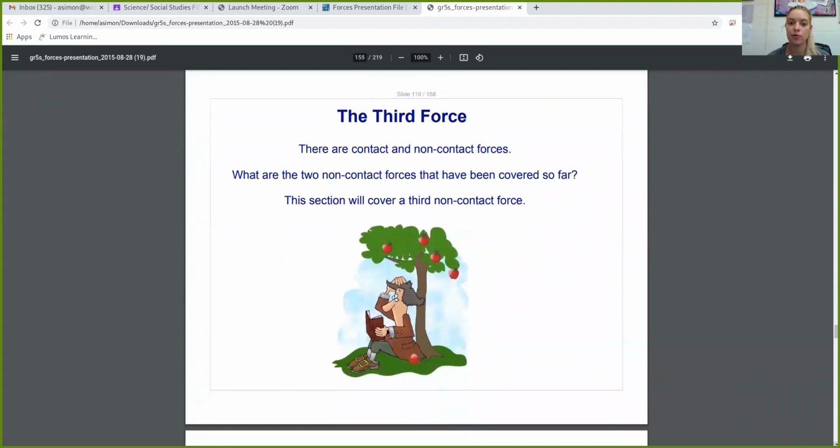All right, so like we've been discussing, guys, there are contact forces and non-contact forces. What are the two non-contact forces that we've covered so far? Think back. All right, if you said magnetism and electric, you are correct. Remember, those are our two other non-contact forces. Now we're going to talk about the third one, which, like we said, is gravity.